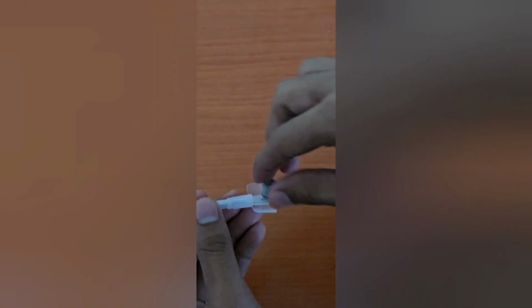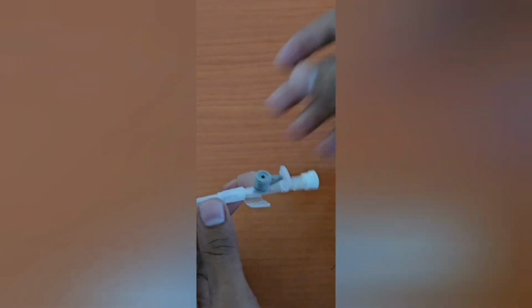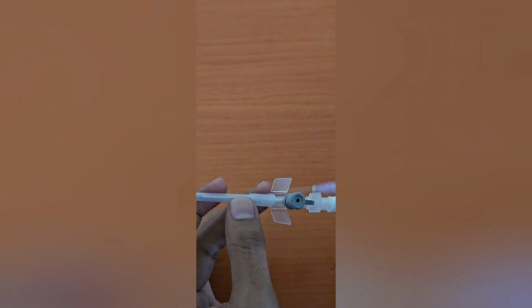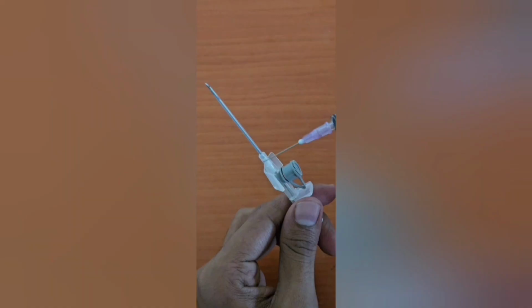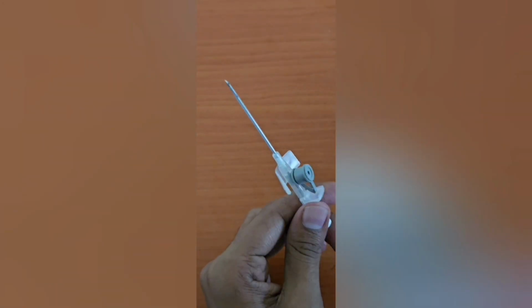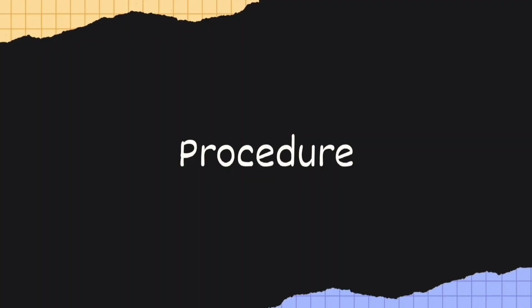injection port cap, valve, the catheter hub and wings, then the bushing, the catheter and the needle. Now we'll see the procedure.